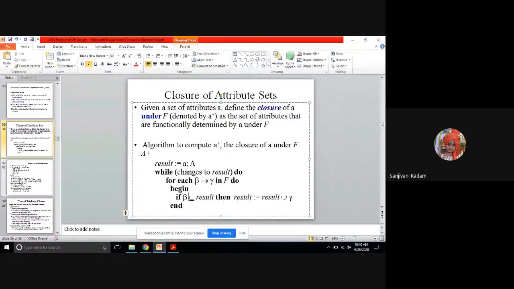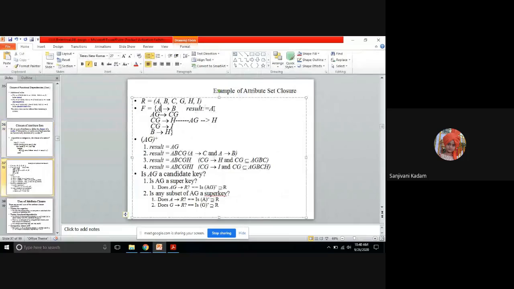So here, from A we have B, so we will add B to the result. Again, no other functional dependency is implied here because here only a single A is there. AG is there, which is not equal to A. CG not equal, B is available. Now for this beta gamma, beta is a subset of result. B is a subset of AB. So whatever H is there, we will add that H. Done. So here we added the H to the result.